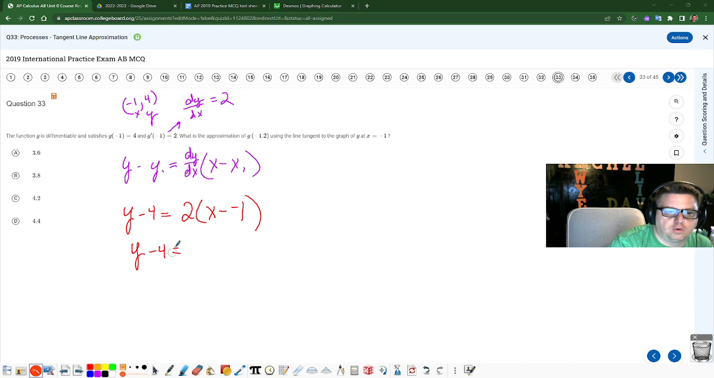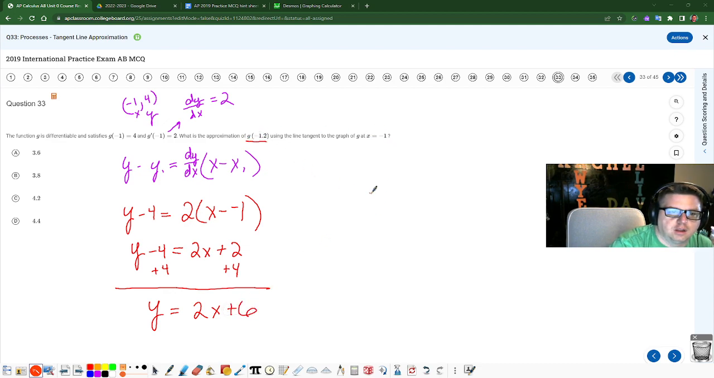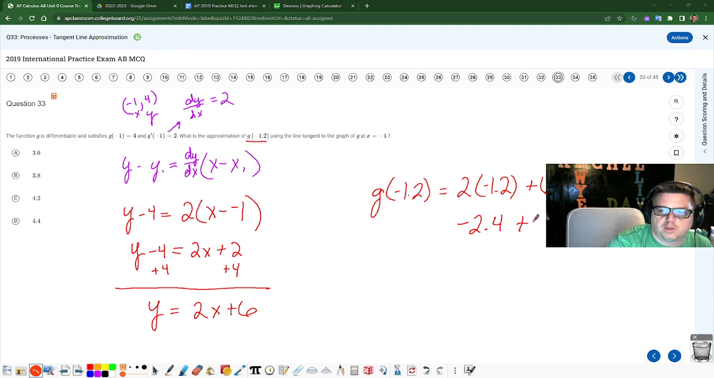So y minus 4 equals 2x plus 2. Add 4 to both sides, and I get a final answer of y equals 2x plus 6. And what they want us to do is find g at -1.2. So we're going to do 2 times -1.2 plus 6, and we are going to get -2.4 plus 6.